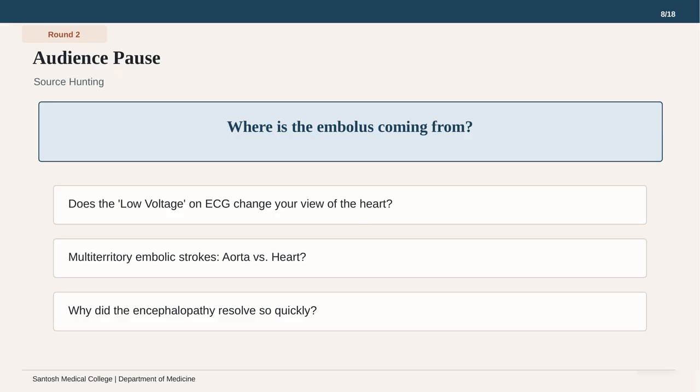Next, consider the multi-territory embolic strokes we just saw on the MRI. You must weigh whether the aorta or the heart is the more likely culprit for showering emboli so widely. Lastly, the bottom box asks why the encephalopathy resolved so quickly, which is an unusual feature for massive structural brain damage. Let us reveal how our clinical agents adjust their reasoning based on these new imaging findings.